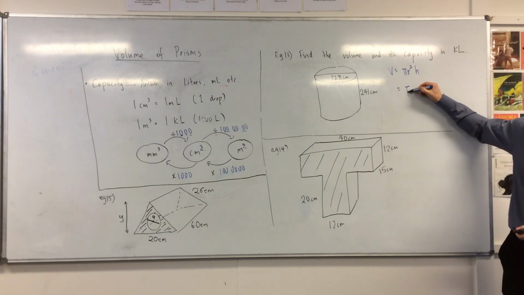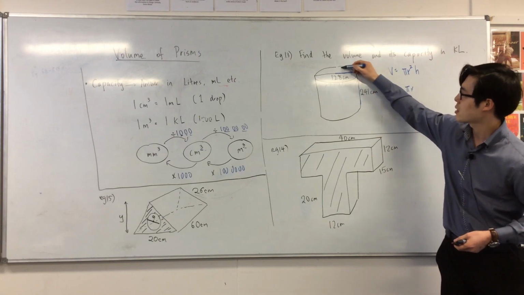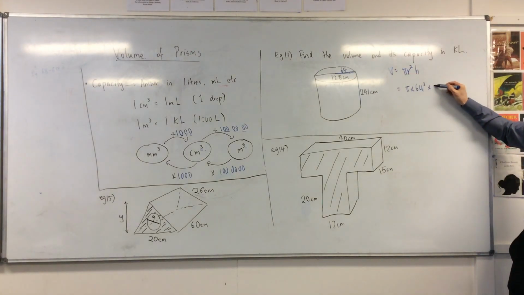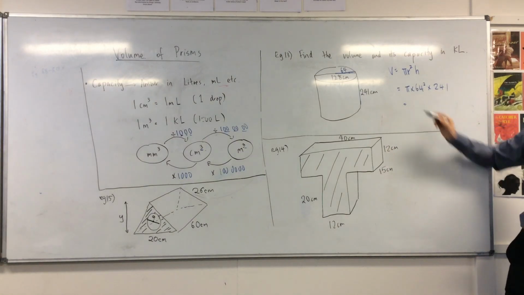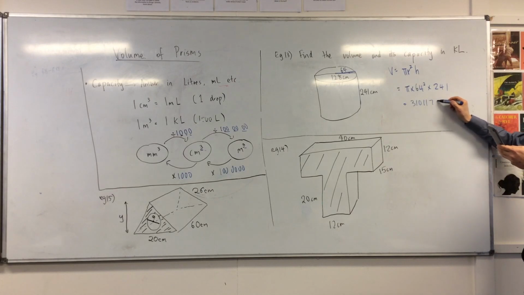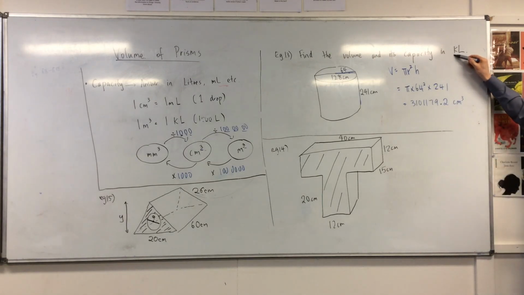So in this case, my radius is half of 128, which is 64. So that's pi times 64 squared times 241. Okay, so that will give me the volume in cubic centimeters. 3101179, I'll do it to 1 decimal place. Cubic centimeters.